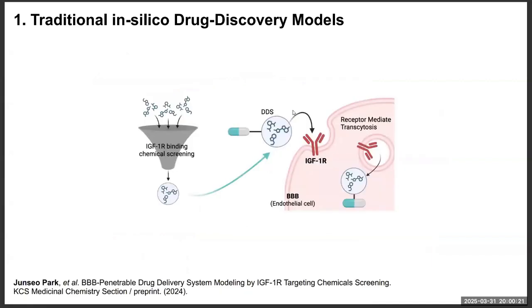Before this, I briefly introduced traditional in silico designs. This is my research. Next, I'm going to explain how to use quantum information theory in drug discovery. First, the traditional model. I presented this at the KCS Medicinal Chemistry Society last year, where I wanted to make a chemical targeting IGF-1R, a kind of receptor in the brain.